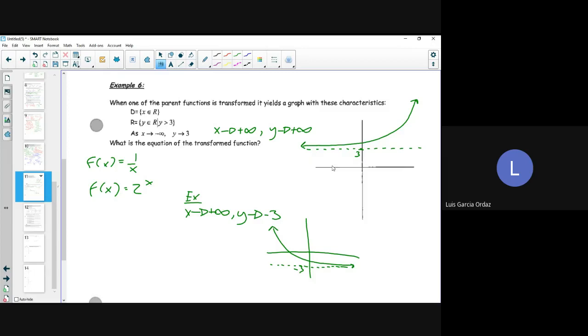But isn't that a decrease then? We're just looking at end behaviors. We're not looking at interval of increase or decrease. Oh, okay.